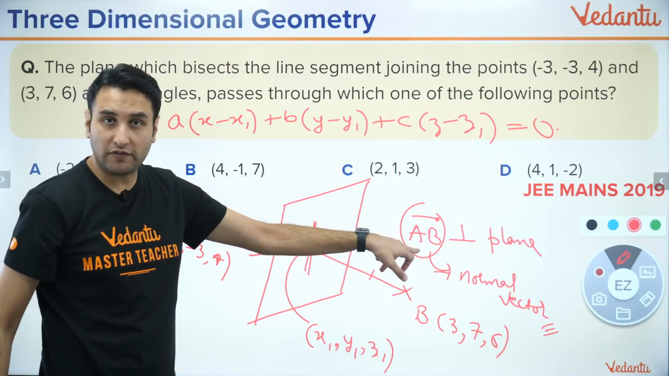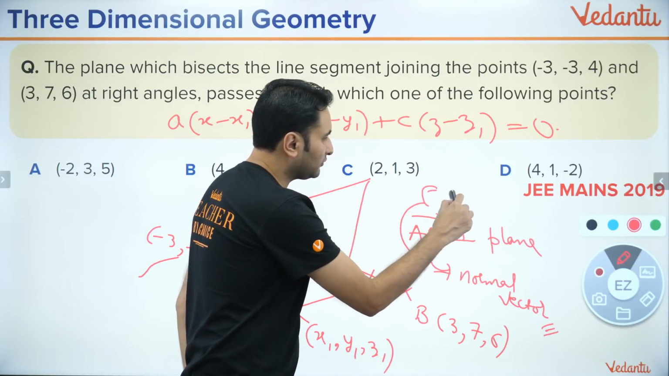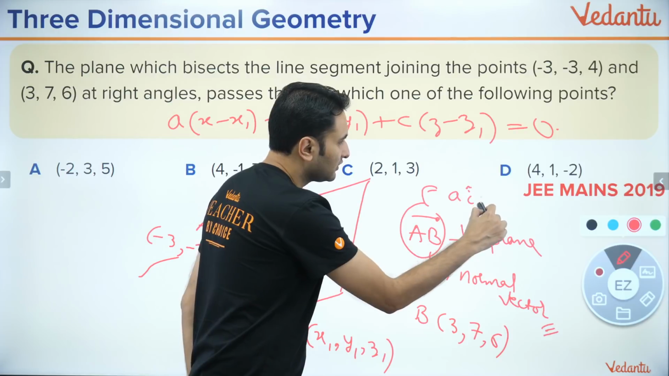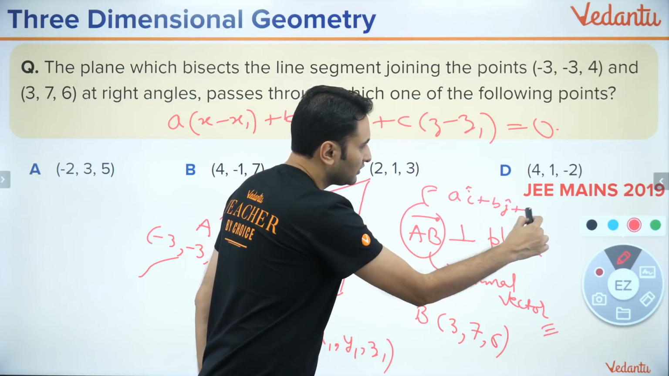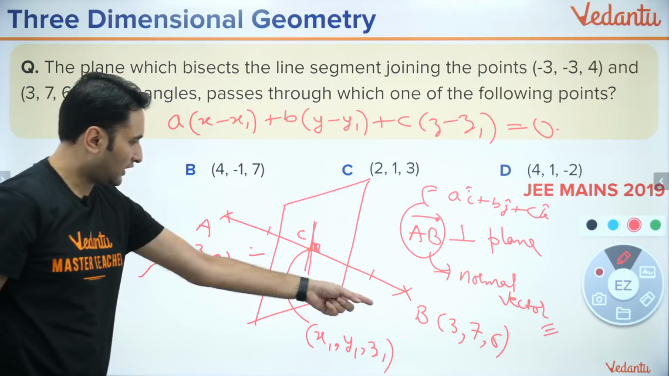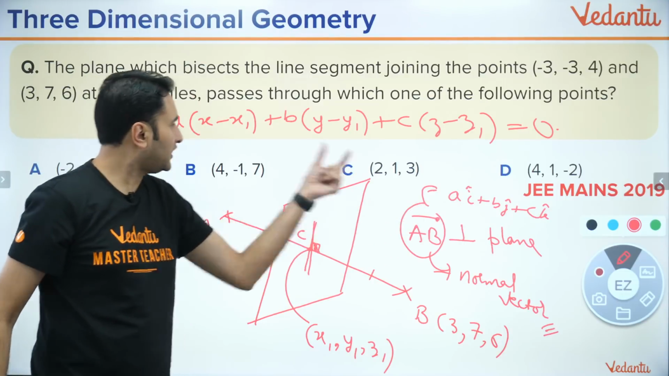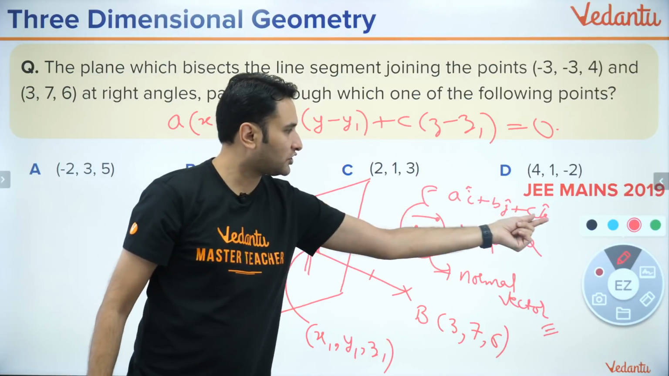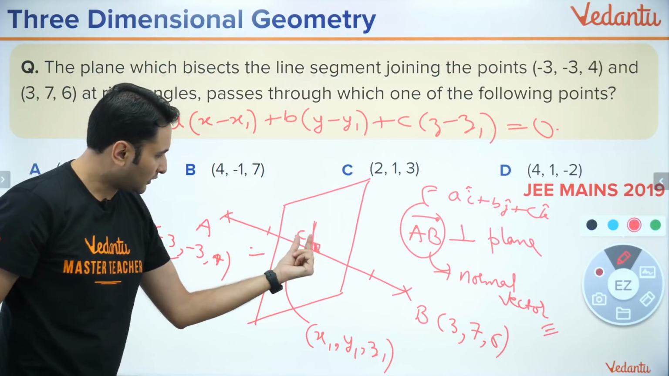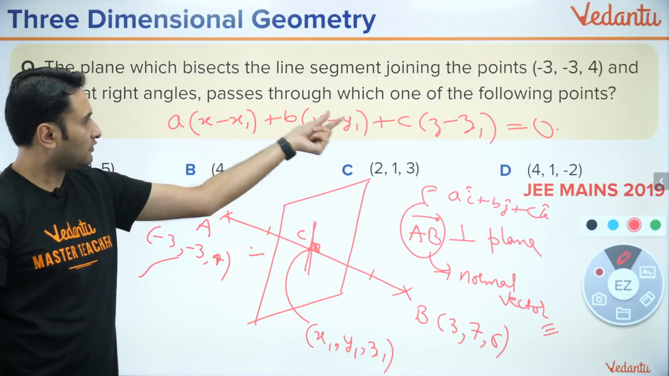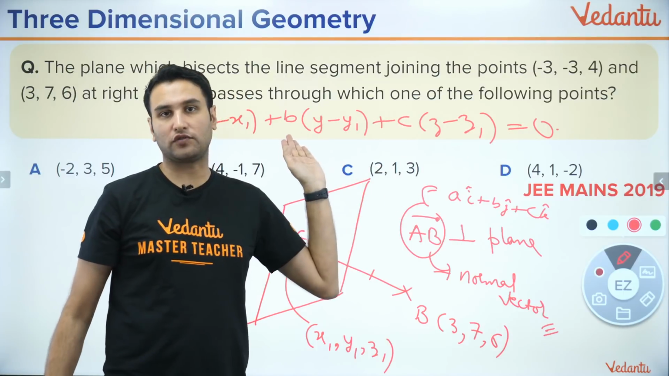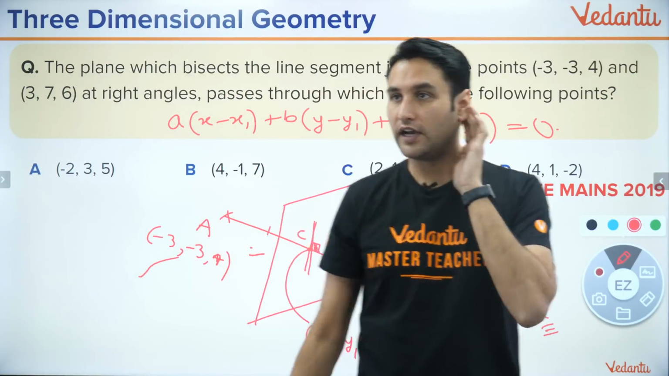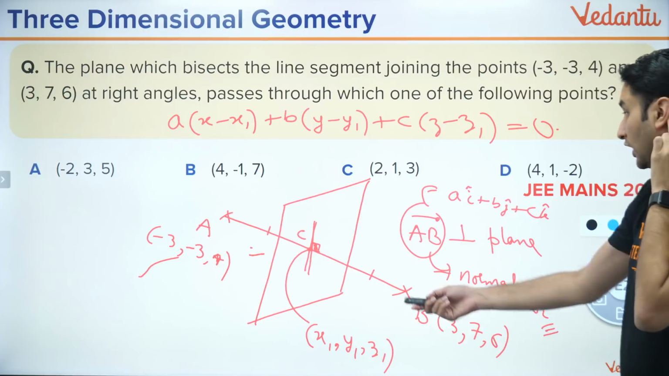What is AB vector? This AB vector can be understood as AI plus BJ plus CK. So find AB. The coefficient of I is your A. The coefficient of J is your B. The coefficient of K is your C. The point C, x1, y1, z1. This gives you the equation of the plane. All right. Any doubt? How C is the midpoint?